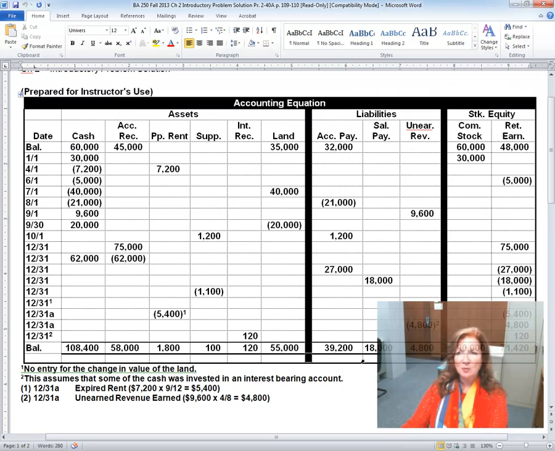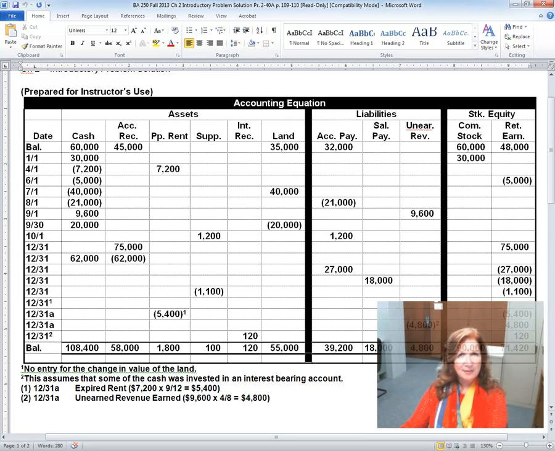So now, as we look back at this sample solution, our introductory problem, assets, liabilities, and stockholders' equity, the accounts under the assets, under the liabilities, under the stockholders' equity, the dates, the beginning balances, all the way across, then enter the dates and the transactions, and then sum the total at the bottom.